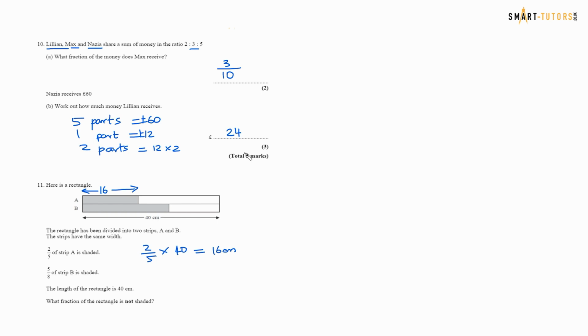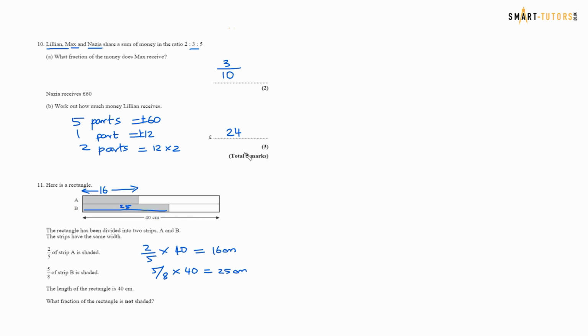The next one, 5/8 of 40, which is going to be 40 divided by 8 is 5. 5 times 5 is 25 centimeter. So this here to here is 25 centimeter is shaded. The length of the rectangle is 40, understandable.